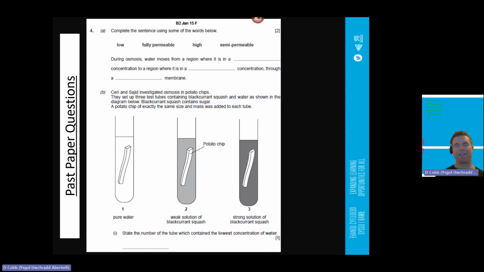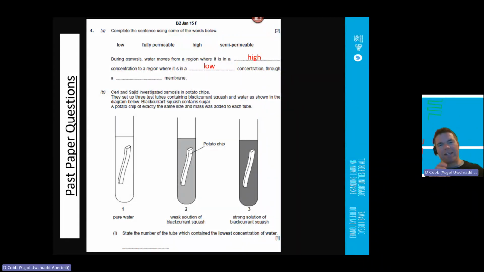Mark schemes tend to favor this idea of high water concentration to low water concentration. But I still maintain what I say, that it's best to understand it with dilute to concentrated, because you'll see why shortly. So during osmosis, water moves from a region where it is at a high concentration to a region where it's at a low concentration.